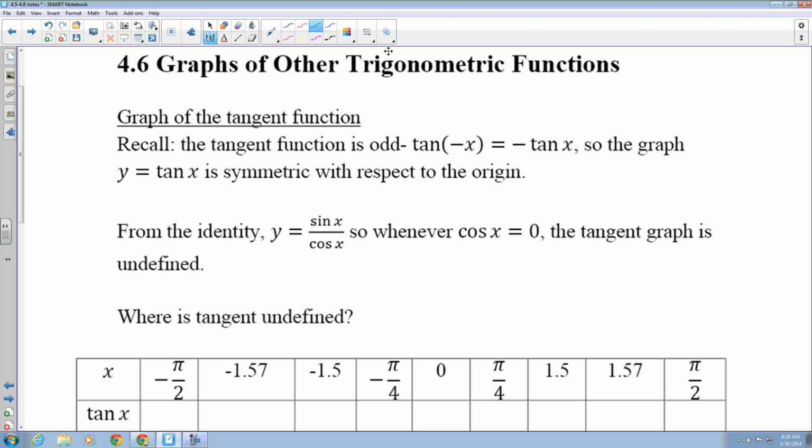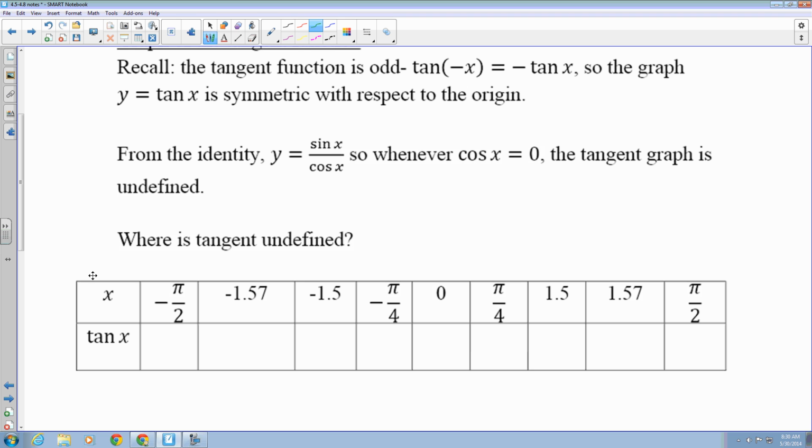We're doing section 4.6, continuing graphing trig functions. This time it's going to be all the other trig functions other than sine and cosine. So let's start with tangent. Knowing that tangent is sine over cosine, or y over x, which we did a couple sections ago, then when the bottom of our fraction, cosine, is equal to 0, the tangent has to be undefined.